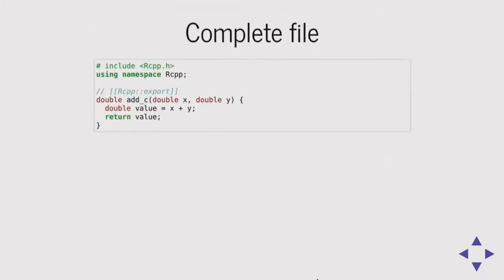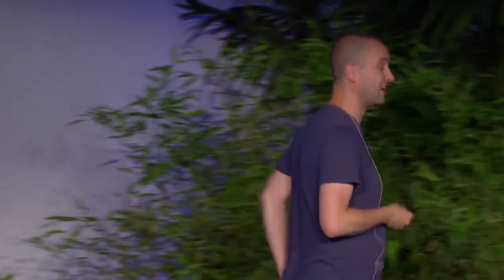So the complete file looks like this. Line 1, header file, line 2, the namespace, and then this thing here, this // [[Rcpp::export]], is just saying we want this function to be available in R. If we didn't have it, when we compile the code, it's not available in R. Private and public. And that's it. So that's quite nice.